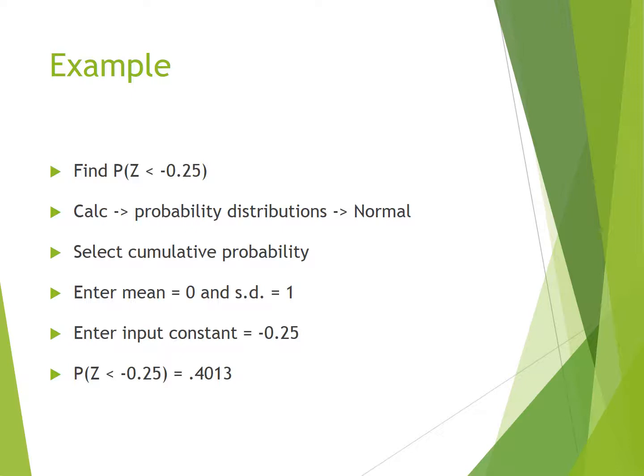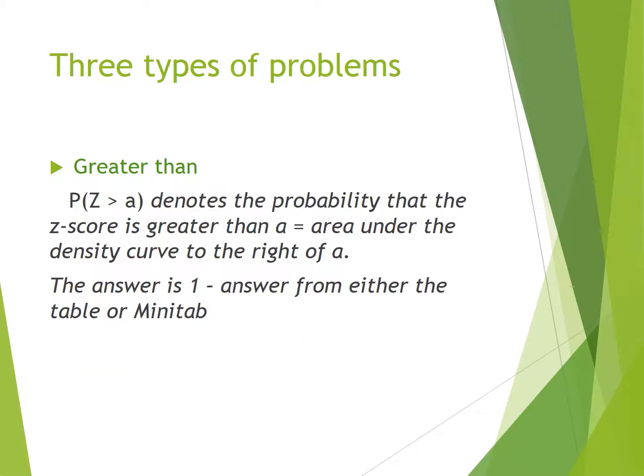The next problem is the greater than problem. Probability that z is greater than some value. That's also the area to the right of a. In this case, the answer is 1 minus the answer from either the table or Minitab.